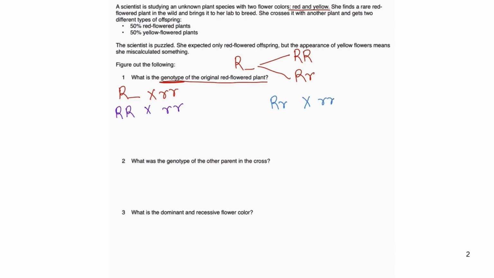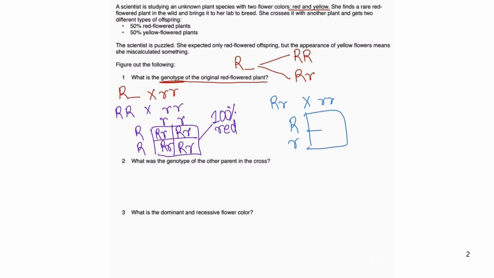Trying our first option, we will have to draw a Punnett square. So the offspring plants are capital R small r, capital R small r, capital R small r, capital R small r, which is 100% red offspring. And for the second option, we have capital R small r crossed with small r small r. So we have capital R small r, capital R small r, small r small r, small r small r. So this is 50% red and 50% yellow.